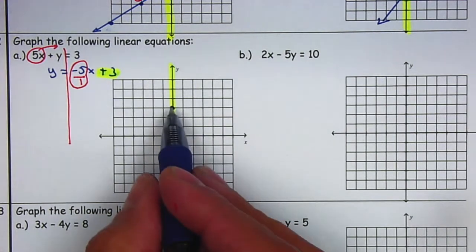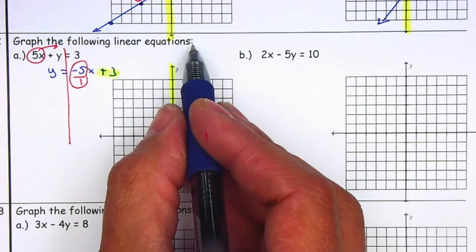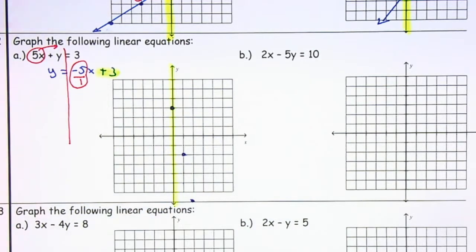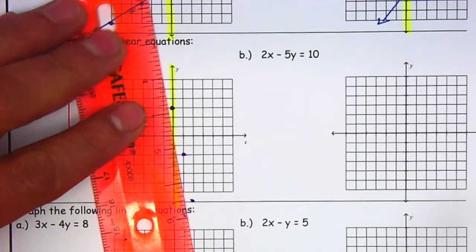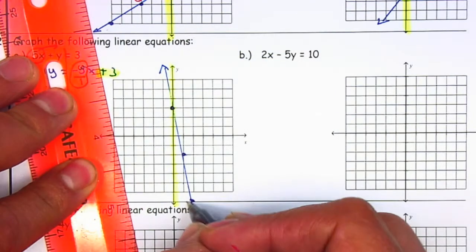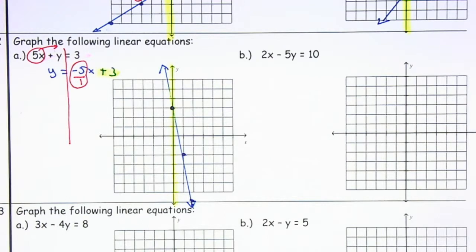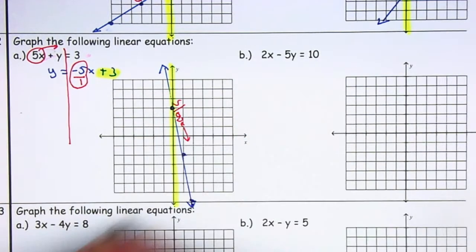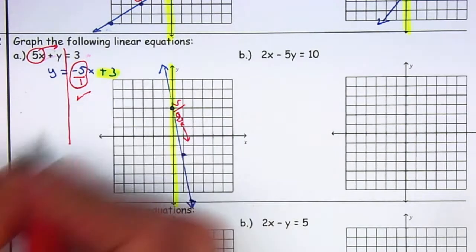Remember, if it's positive, you go up and to the right. In this case, it's negative, so I'm going to go down and to the right. You always go to the right. I'm going to make a full line. And if I write the word slope on the line, it's going down, so that means my slope should be negative, and it is.